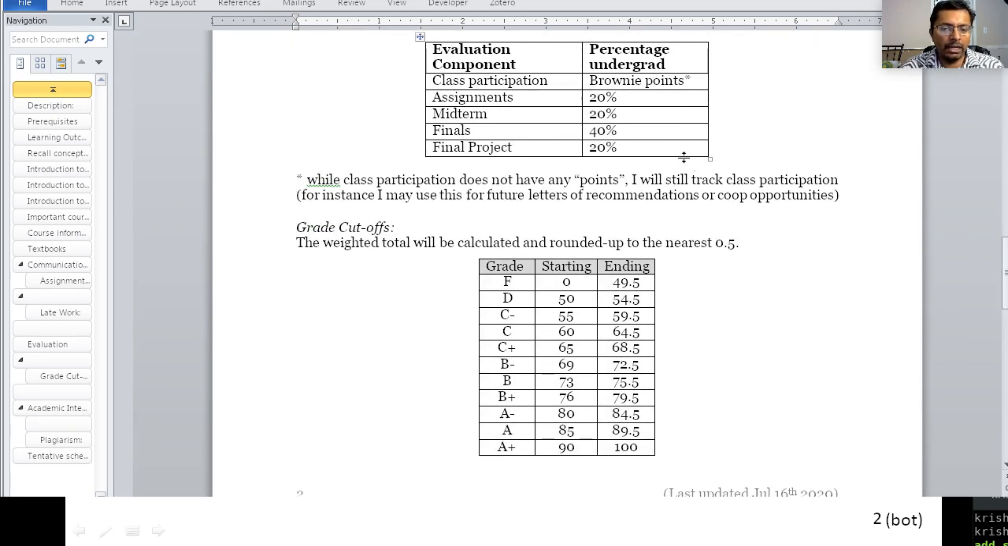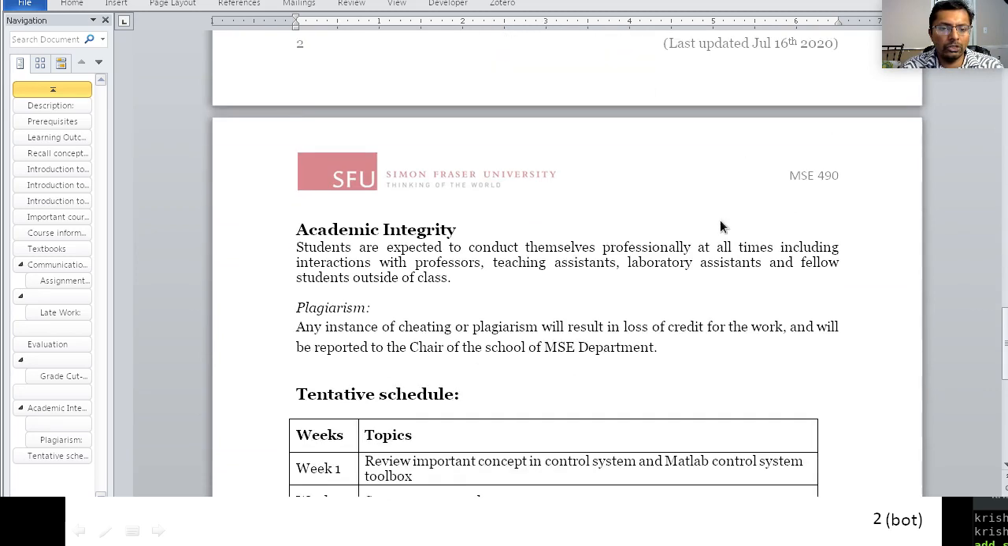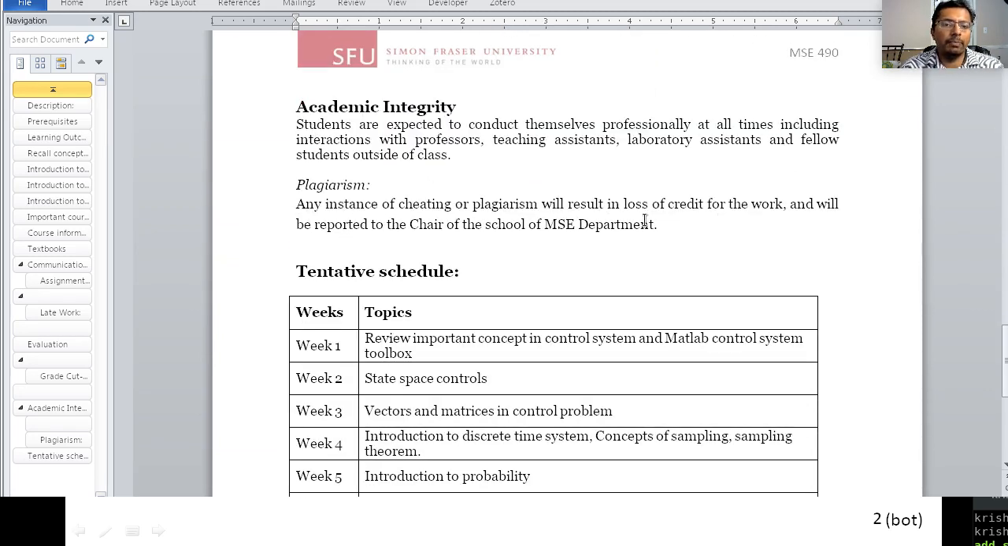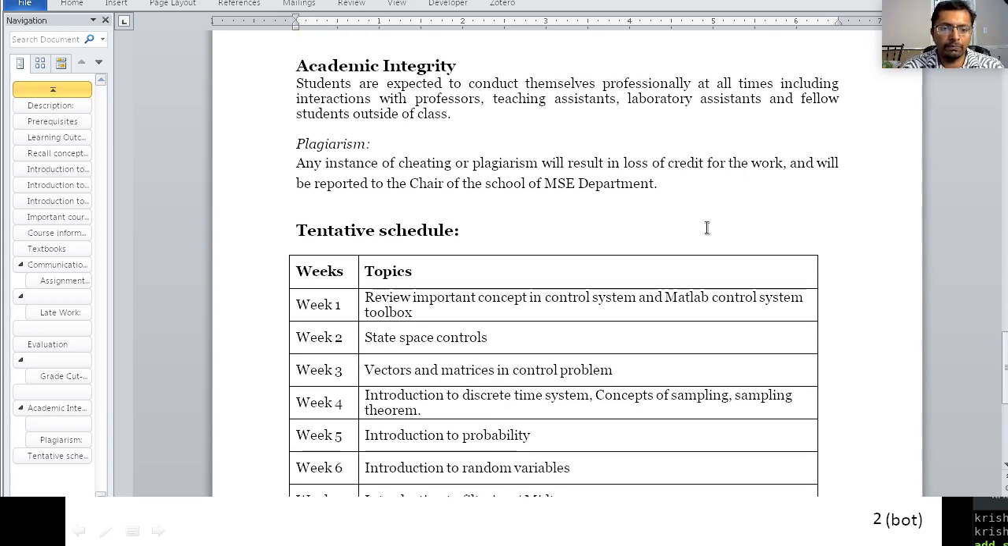We have the grade cutoffs that we're going to be following for this course. We take plagiarism very seriously, so make sure you understand the policy. Any issues will be reported to the department chair. Based on the seriousness, you would either just lose credits for that particular work, or it might be more serious and lead to more consequential disciplinary action.